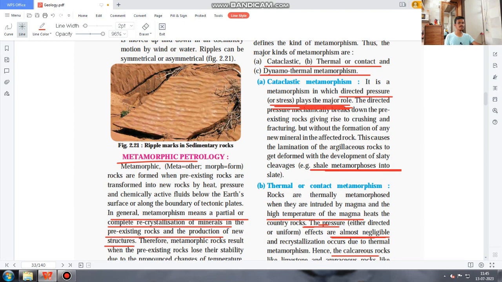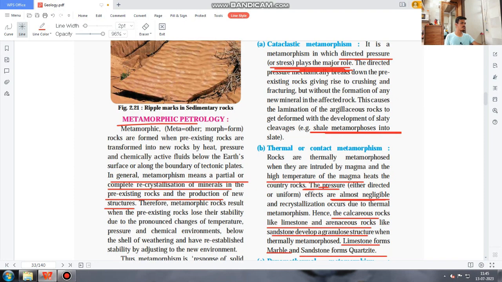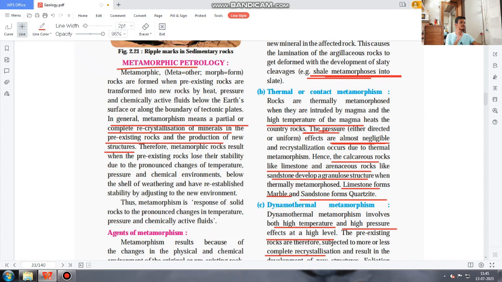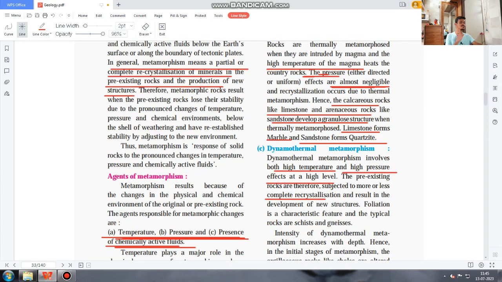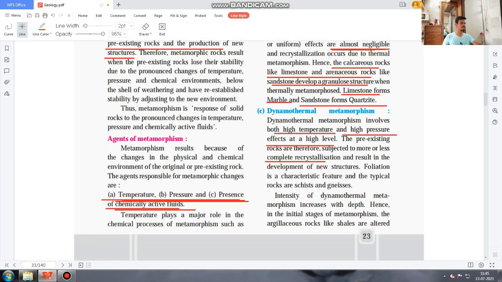Okay, so you can see over here I marked everything that is important. In thermal contact metamorphism, temperature plays an important role, and in cataclastic, pressure plays an important role. You have to remember this conversion also. In dynamothermal, both act, complete recrystallization is done, and foliation is a typical characteristic of this.